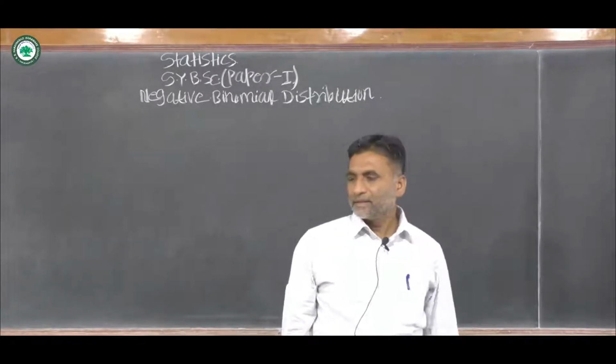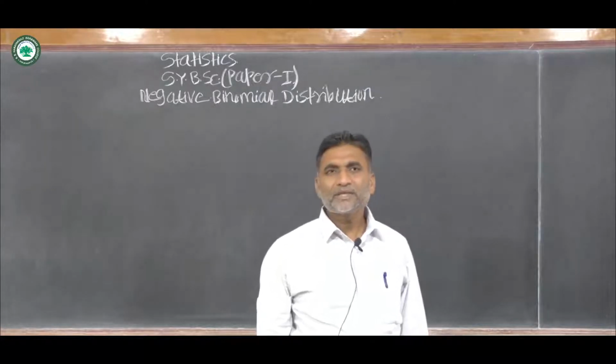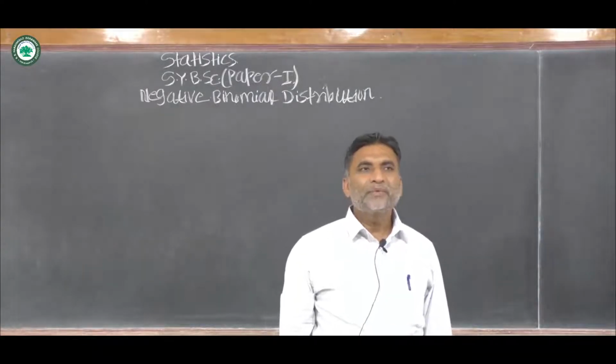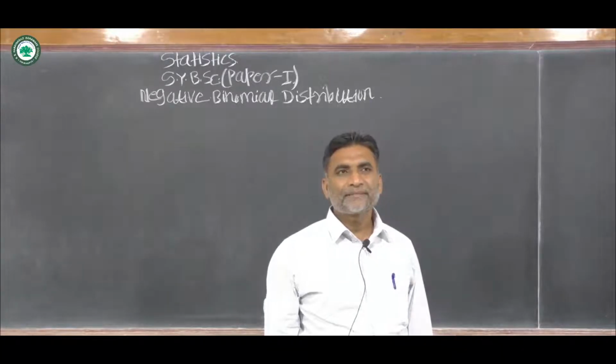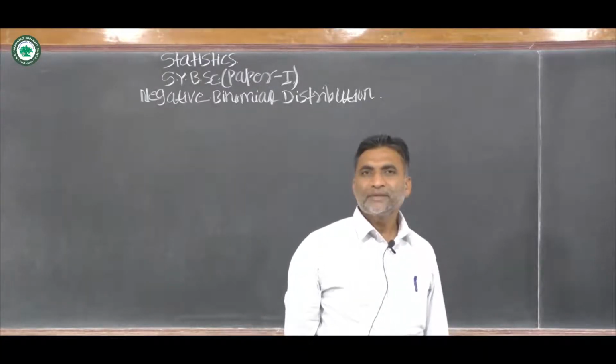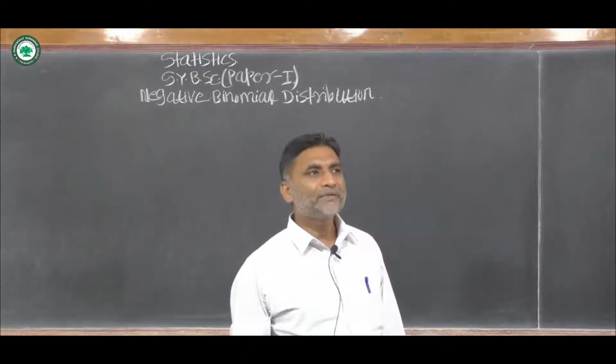The procedure is continued till we get the 10 good articles. In this situation, the random variable is the number of articles inspected, and here we use the negative binomial distribution.